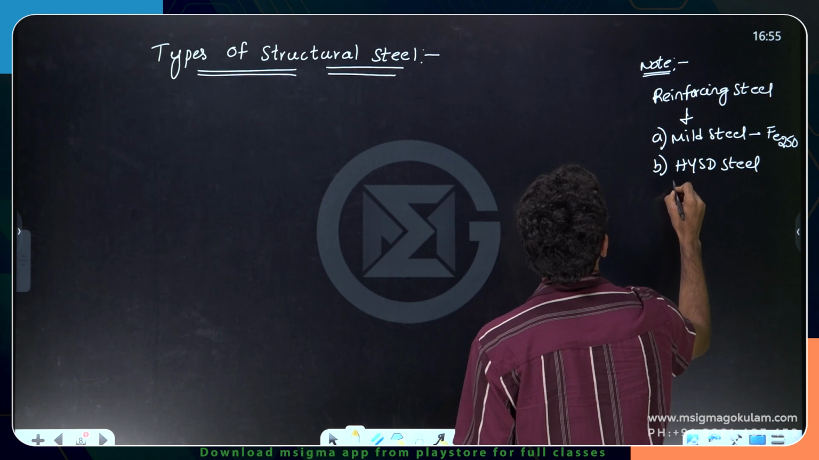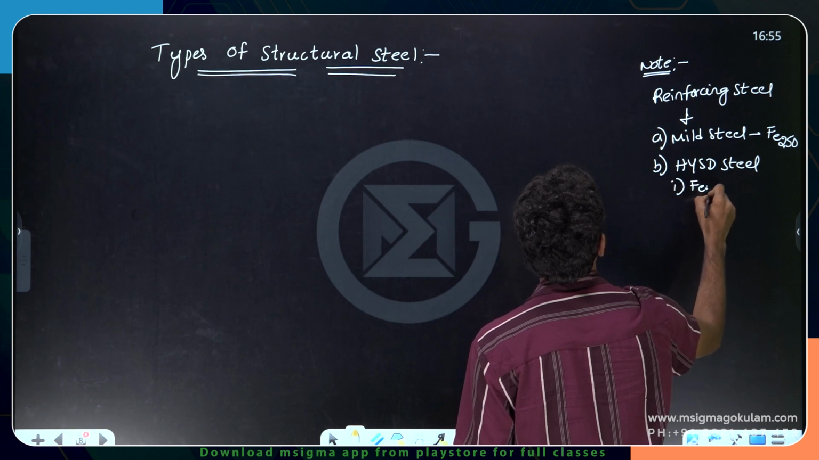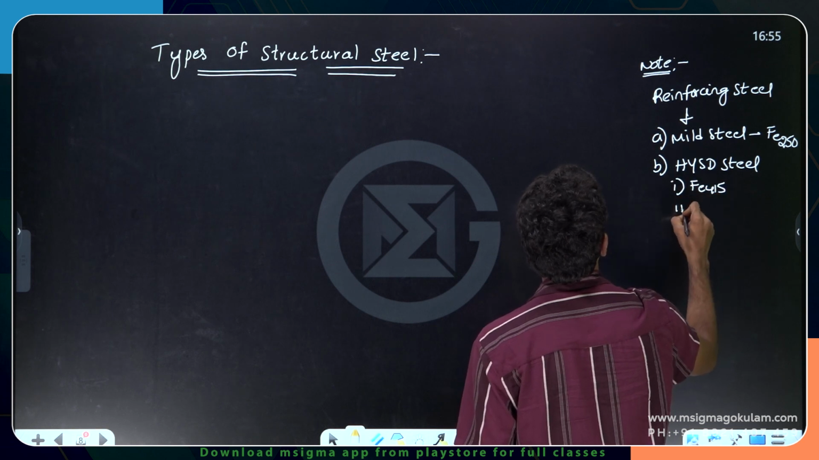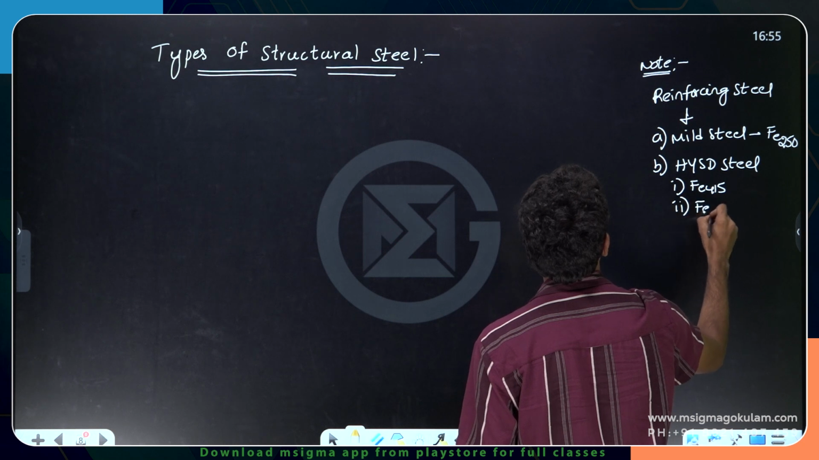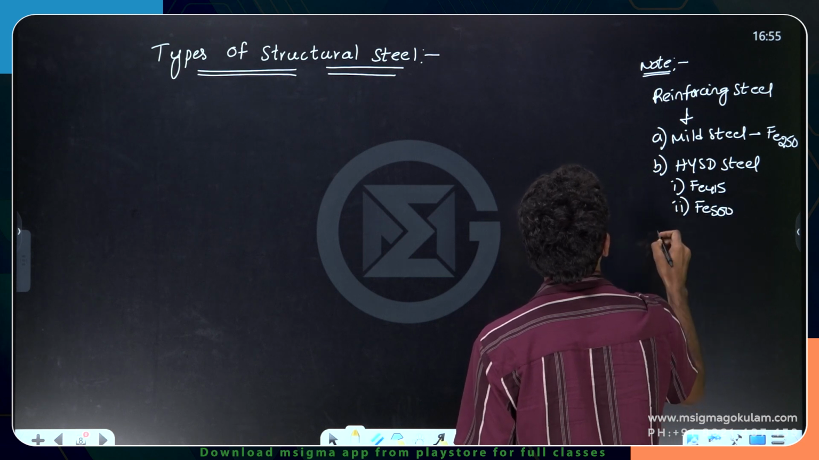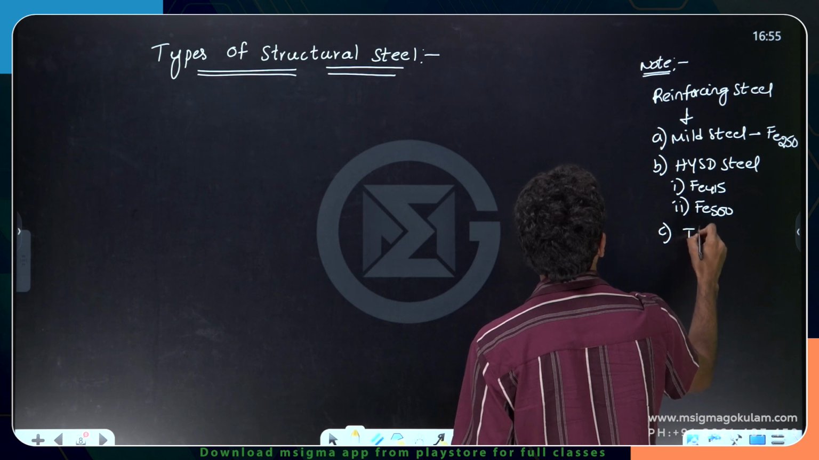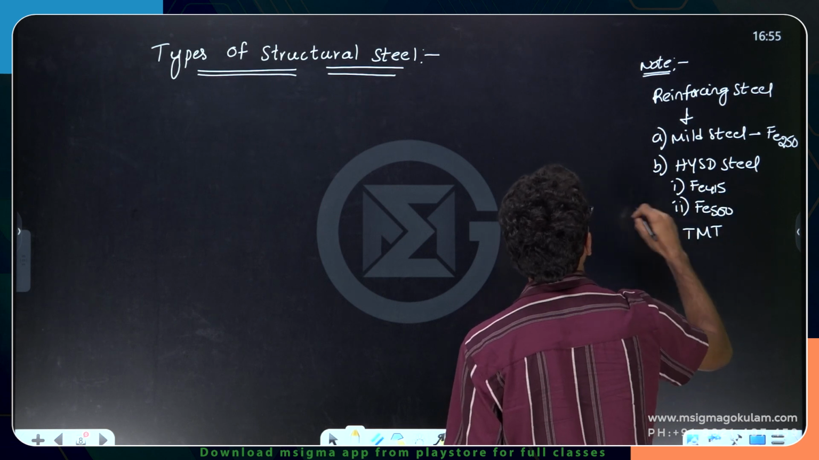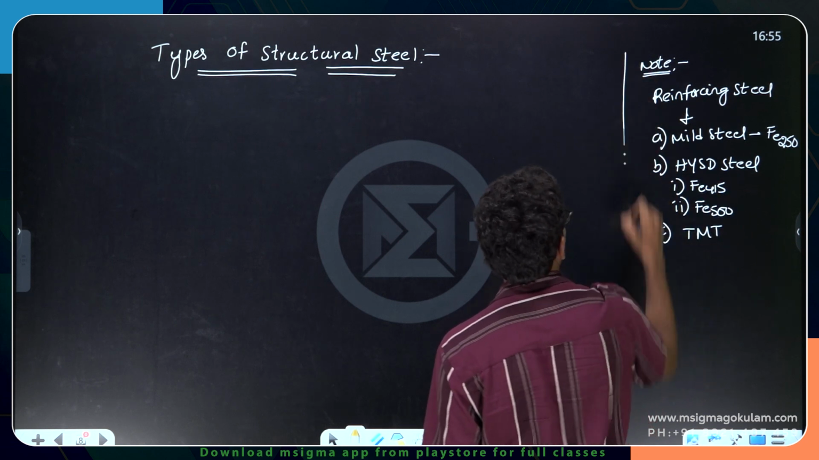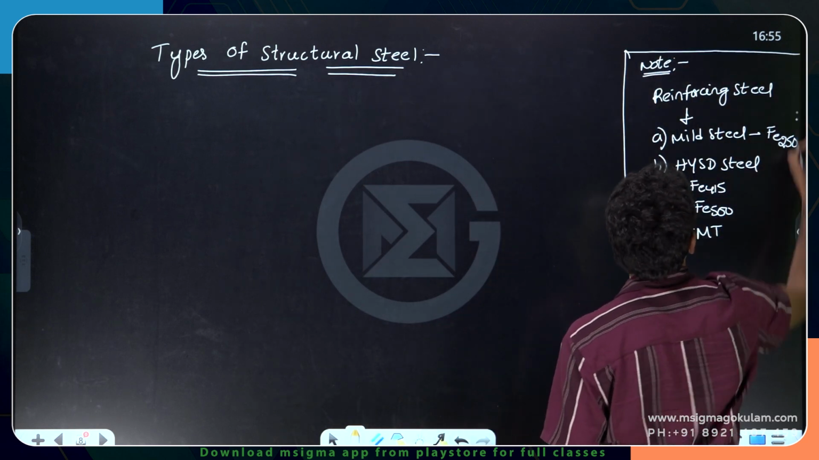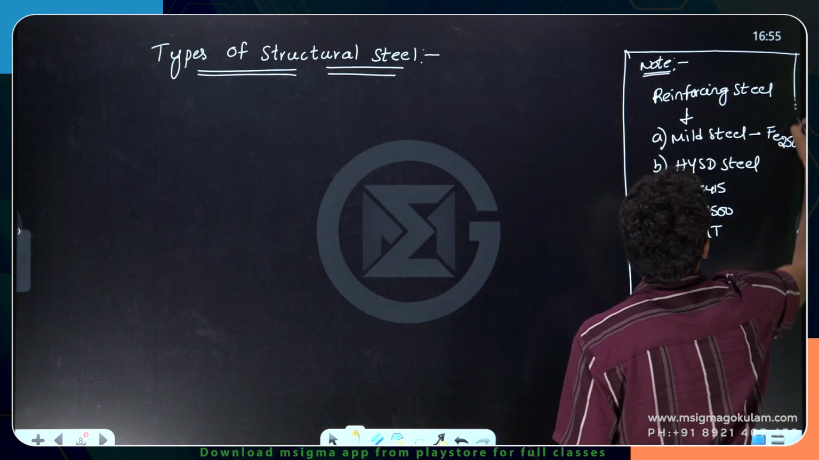And HYSD we have two grades. One is FE 415 and the second one is FE 500. Likewise, we have even TMT bars also. TMT bar, these are also grades in it. Okay. So these are the types of reinforcing steel we are having. Please make a note of this and understand this.